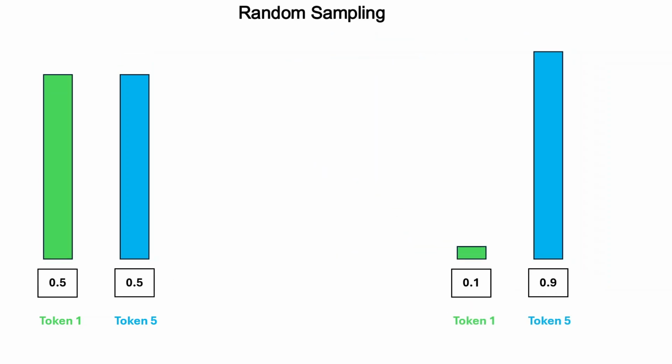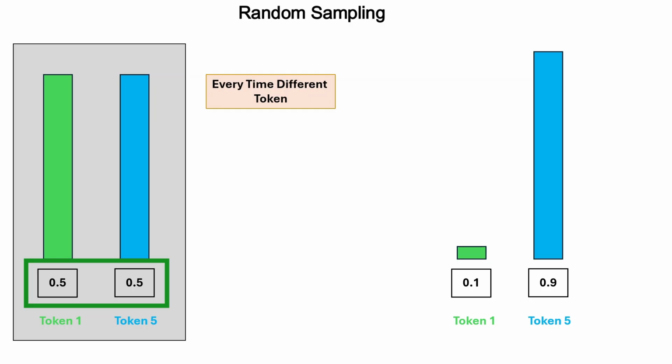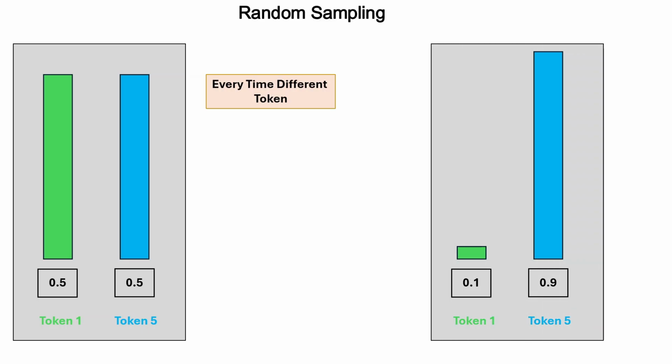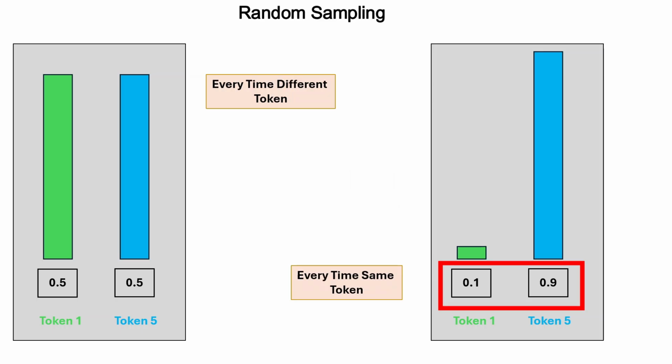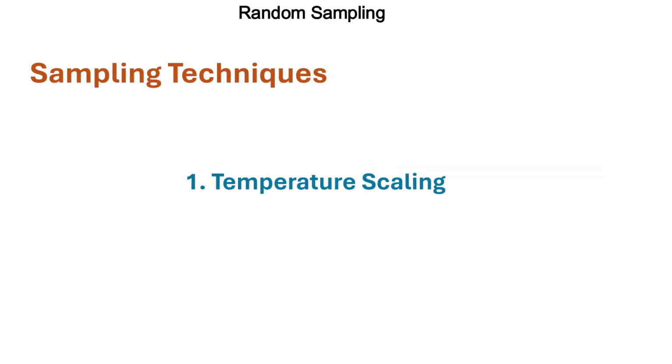Here the point is, if the probability distribution is even and if there is not much difference between probabilities, then every time we get different token as output. Or if the probability distribution is not even and if there is a huge difference between probabilities, then every time we get the same token as output. So if we want a different response every time, then we have to make the probability distribution uniform. Or if we want the same response every time, then we have to make the probability distribution to look like this. This is where temperature scaling comes in picture.